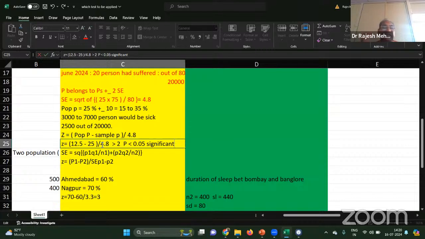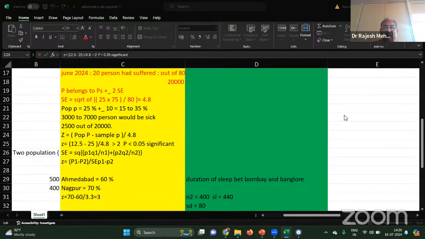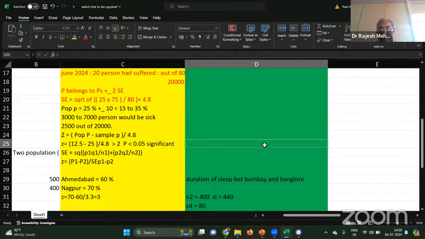So in the flat, there is something which makes people more sick. You need to find out about mosquito breeding, or some polluted place, or something like that. So this is the question. Now we have another example in this case.